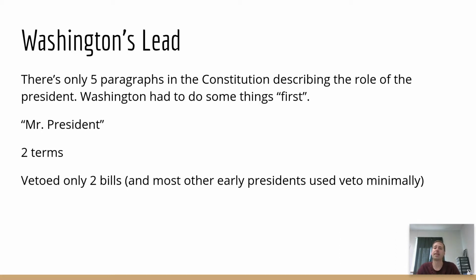And that with the power to veto, that it should be limited, that Congress is the people. And if the people want this law, the president should defer to Congress. And in the 8 years that Washington was president, he only vetoed 2 bills. And most presidents did that. They limited themselves to vetoing only things that were totally out of the norm until we get to Andrew Jackson. Then things change. And so there are some things that Washington had to do first to set these customs and traditions, to answer these questions that weren't answered in the Constitution.